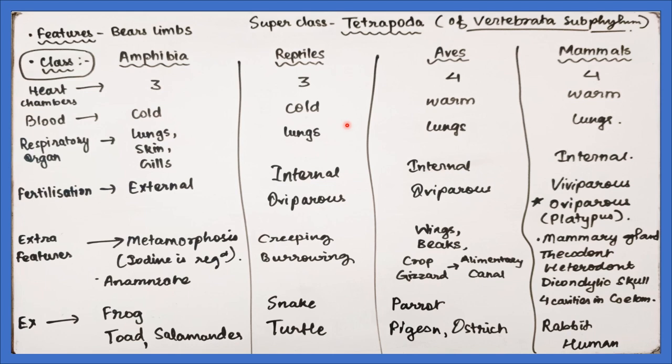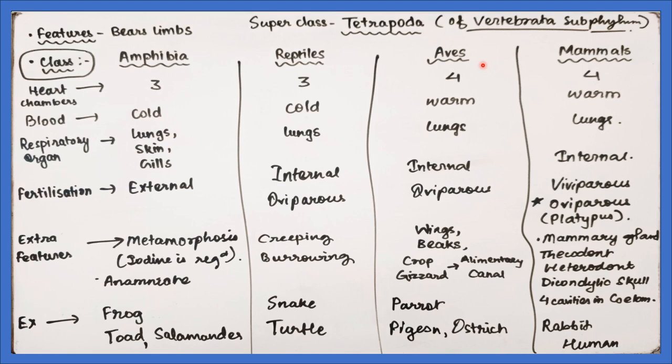Thecodont teeth, that means teeth are embedded in the jaw sockets. Fertilization is internal. They are oviparous. Creeping and burrowing is the peculiar feature of the reptilian animals. Examples are snake, turtle. The next class is Aves, that means birds. They are warm-blooded. Skin is covered by feathers. Heart contains 2 auricles, 2 ventricles.